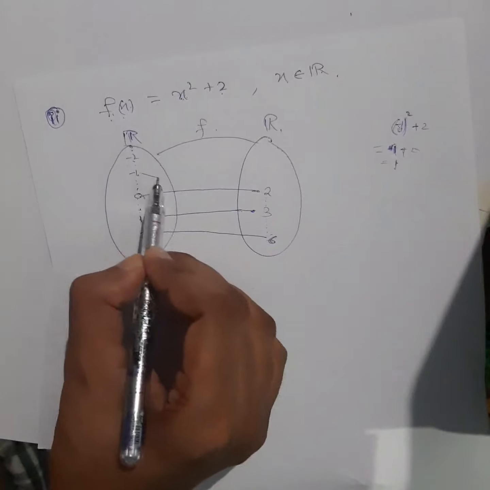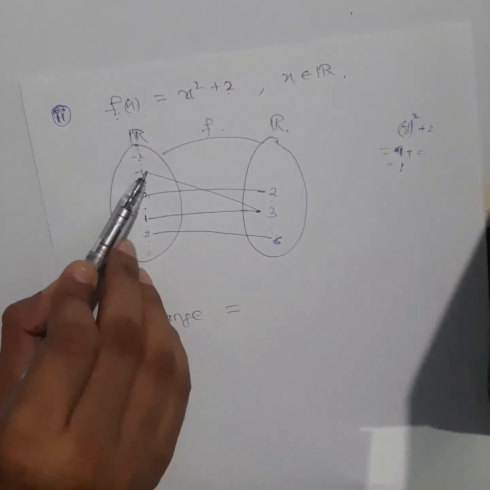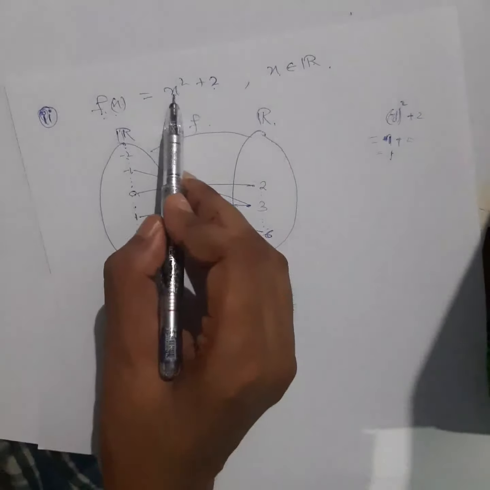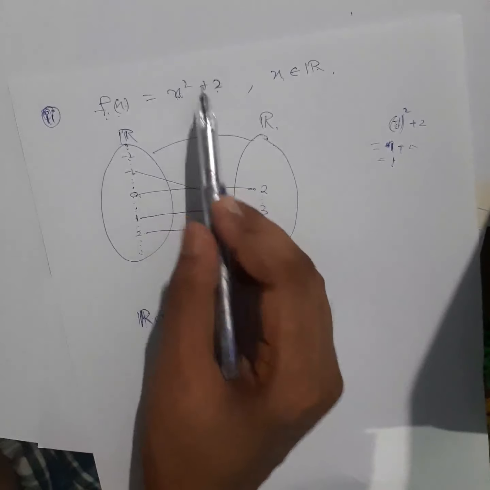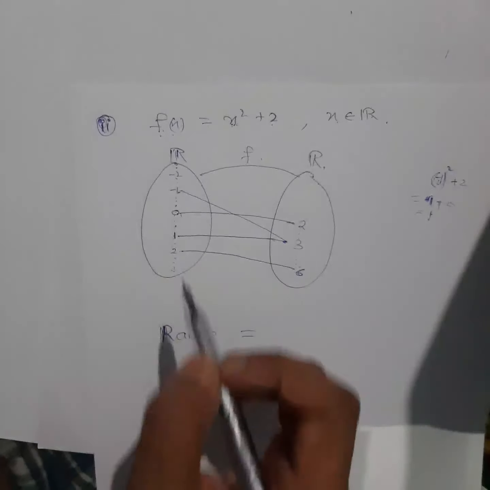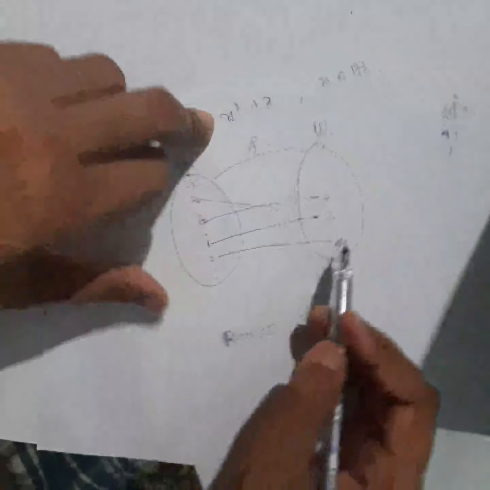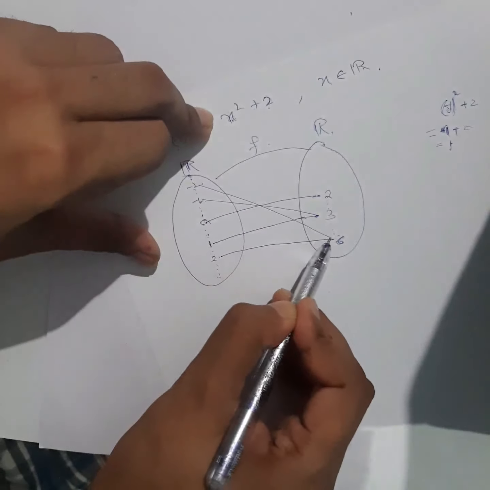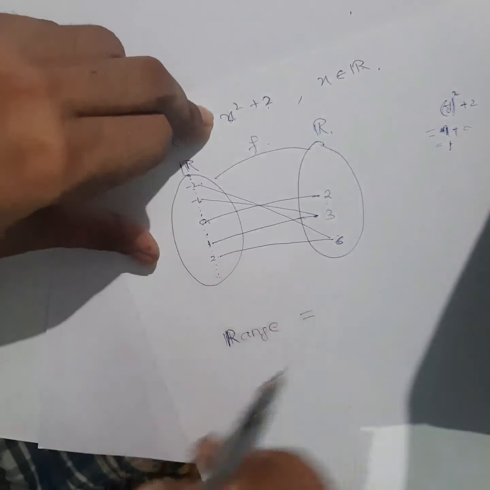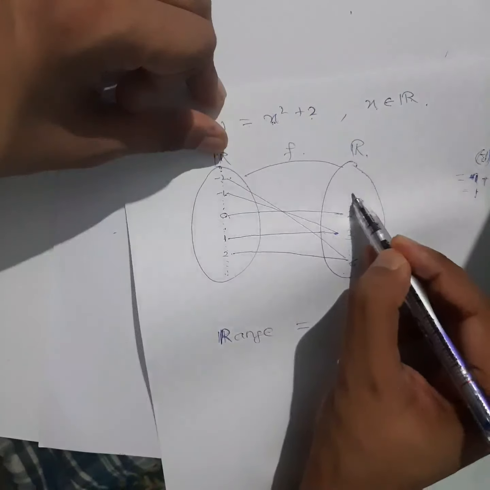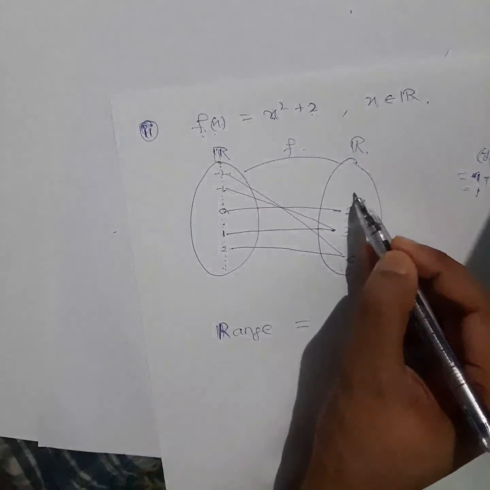So the image of minus 1 is also 3, but see, it has only one image. If I put minus 1 here, you are not going to get two values of y, only one. When I put minus 1, I got only 3, so 3 will be the image. Okay, what about minus 2? If I take minus 2 here, it will become 4, 4 plus 2 is 6. So minus 2 will have image 6. In this way, whatever image 3 has, minus 3 will also have the same image. So you can see, less than 2 you are not getting any image till now.